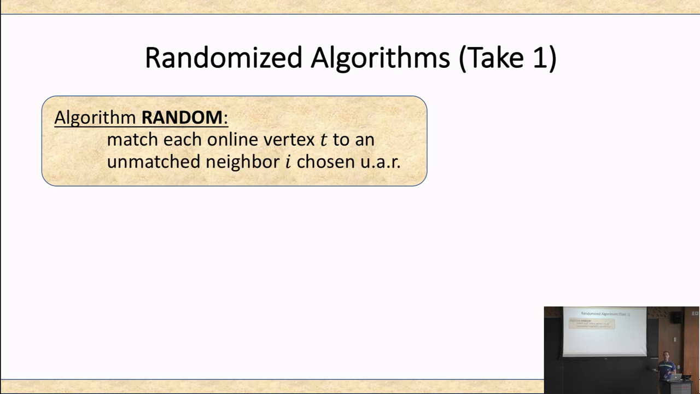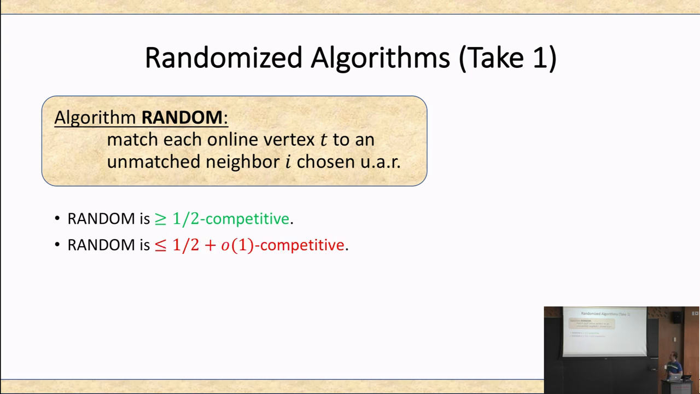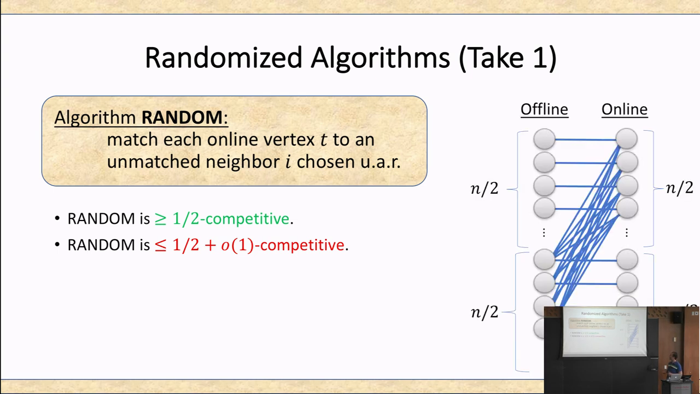All right, so the first random algorithm you'd think of is just to match randomly amongst the unmatched neighbors that you have. Just pick one of the unmatched neighbors uniformly at random. Again, this gives you a maximal matching, so it's at least one-half competitive. Unfortunately, this is at most one-half plus little o of one competitive, as the following instance shows. I'll give you a minute to parse this.